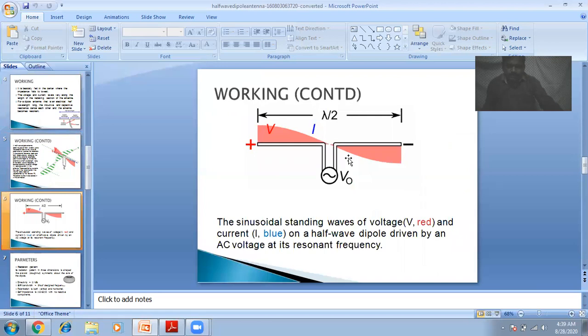Let us see the working of this half wave dipole antenna. Here we are applying the input power to the antenna at the center. That means it is a center fed antenna. We are connecting a generator here, so this generator will supply the input power to this antenna. The distribution of the voltage or current is sinusoidal in nature.